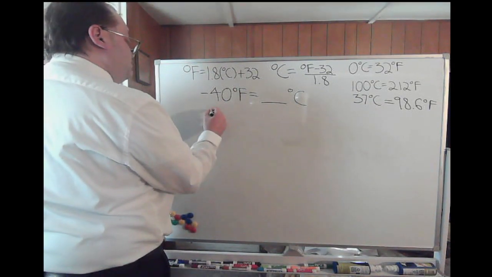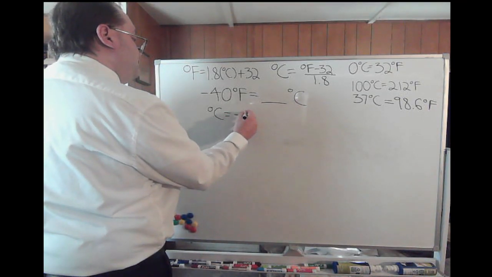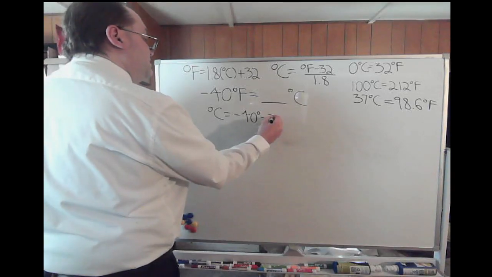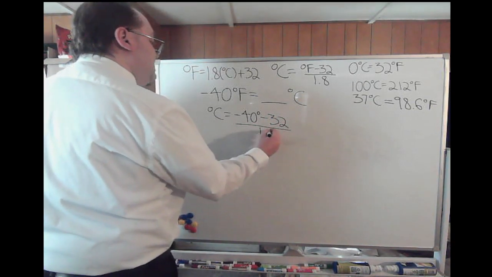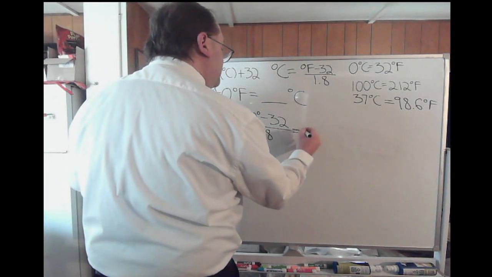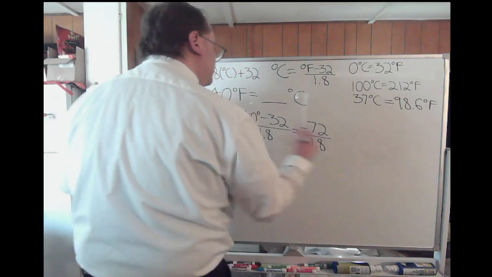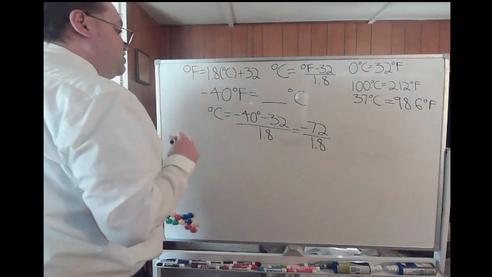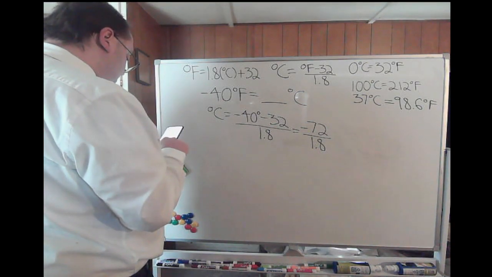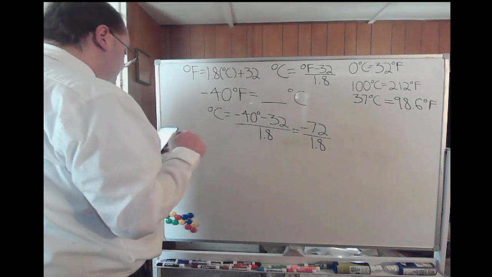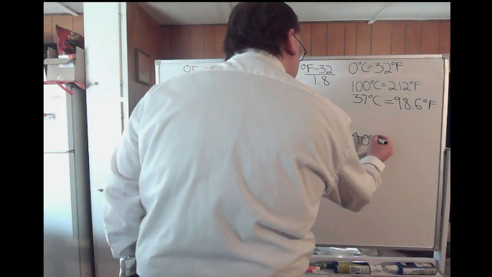So, of course, to get your degrees Celsius, you're going to take your degrees Fahrenheit, which would be negative 40 minus 32 all over 1.8. So negative 40 minus 32, that's negative 72 all over 1.8, which we do the division here. I know what it's going to come to, but I just want to... Interesting, isn't it? You're going to get negative 40 Celsius.